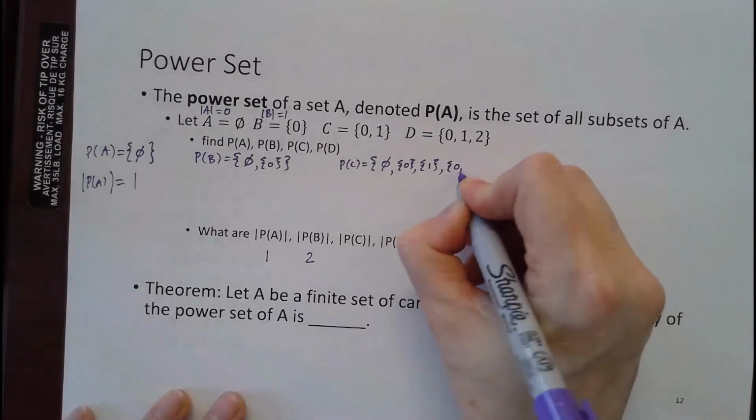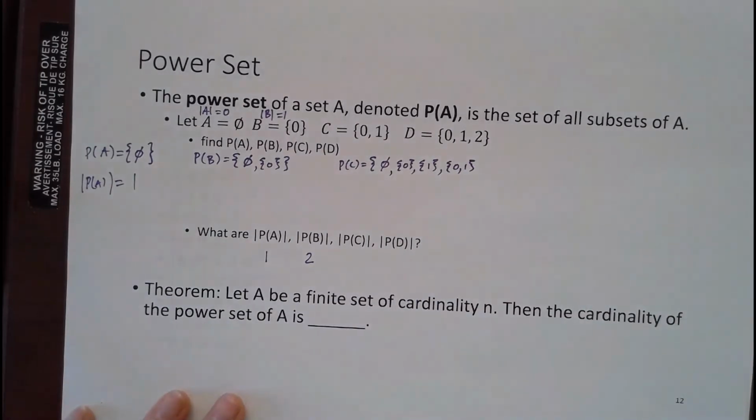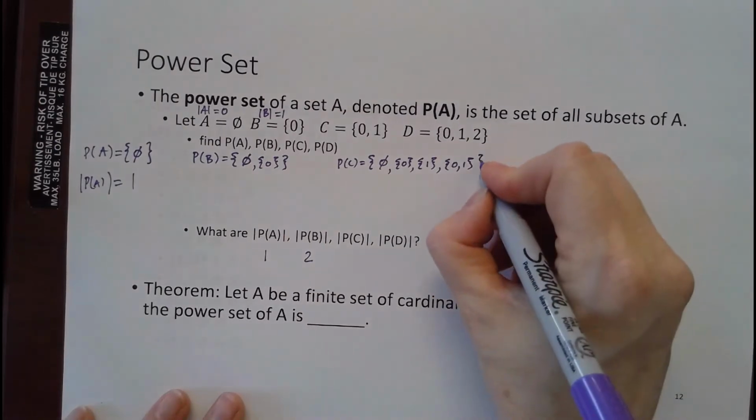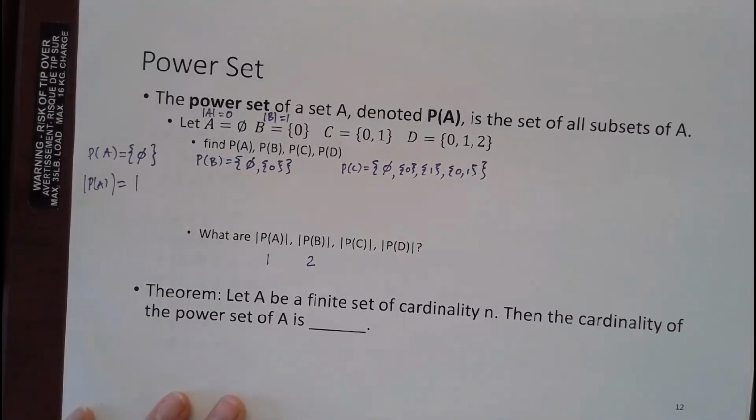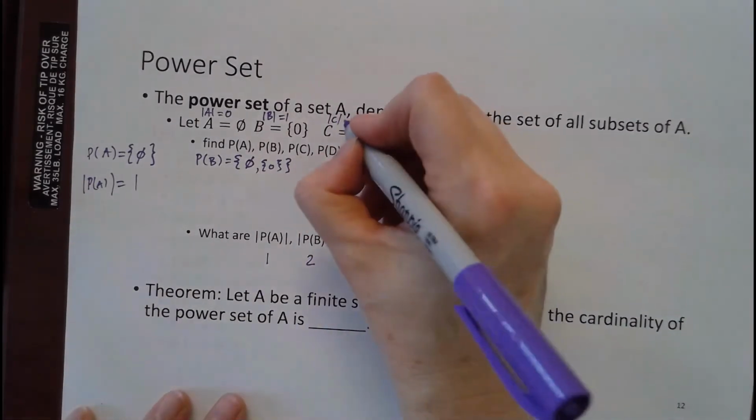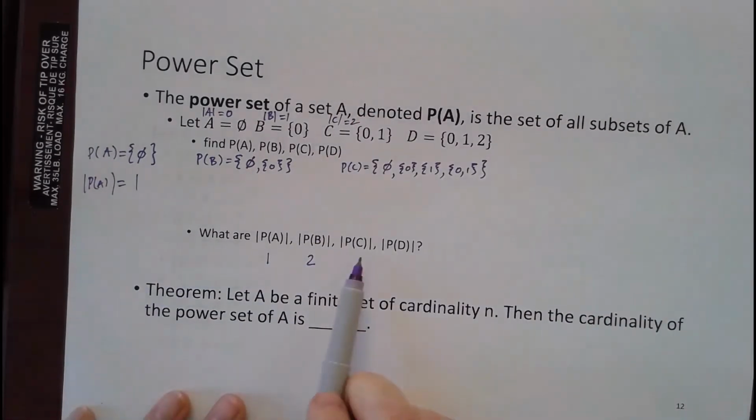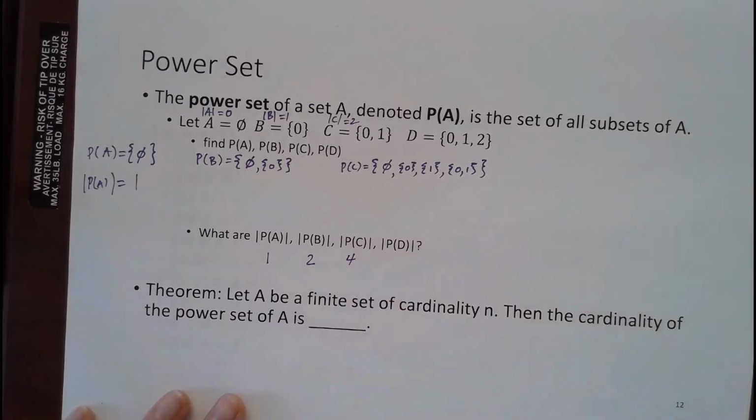So that could be this set that contains 0, 1. Well, this only has 2 things. We can't have any bigger subsets. So we've exhausted the list there. So what's the cardinality of C? 2. And what's the cardinality of the power set of C? 4. Okay.